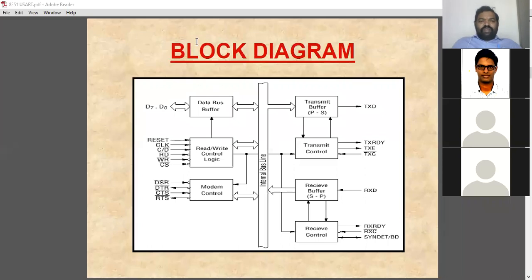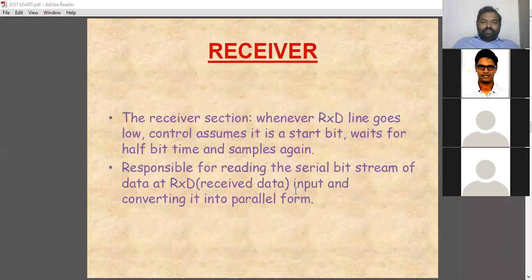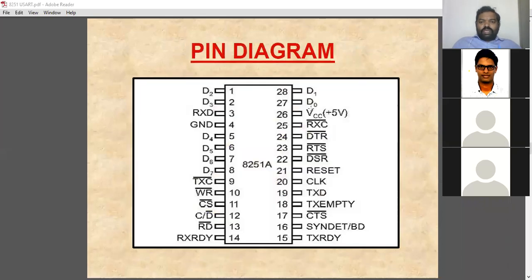These are the 3 words of 8251. From 8251, either he will ask the question, draw the block diagram, or else he will ask the question, draw the pin diagram. This is the pin diagram, right? You just see D0, D1, this is a 28 pin IC, D0, D1, D2, D3, D4, D5, D6, D7. So totally 8 pins, right?